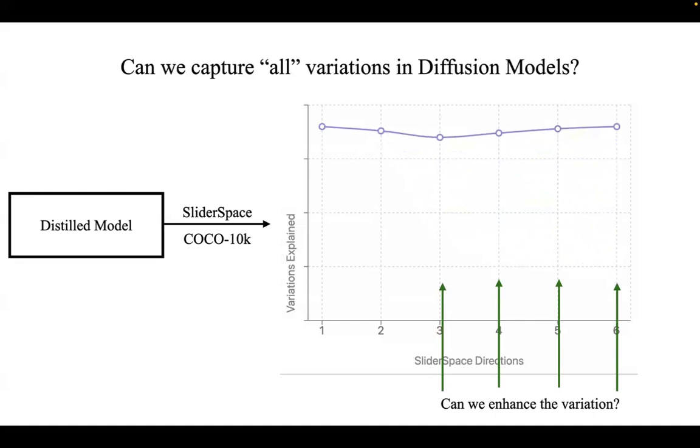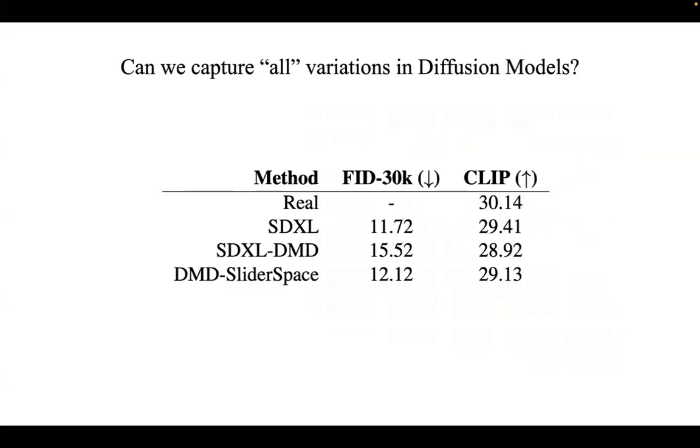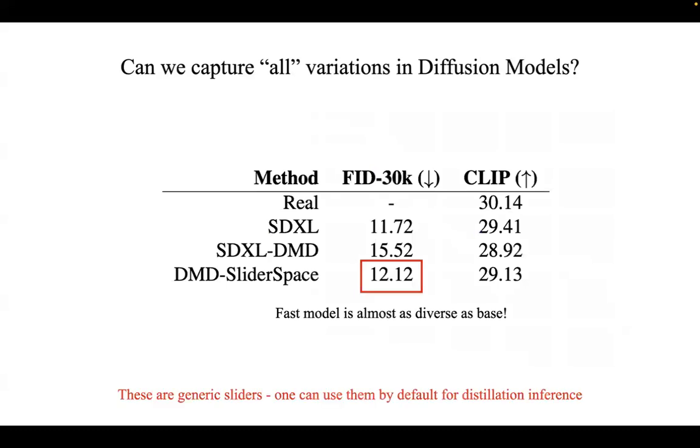Implicitly, this improves the diversity generated by these distilled models. We are artificially increasing the basis directions that the model uses when generating images. We find that these directions actually improve the distilled model's diversity and bring it much closer to the base model. And a bonus is that these are generic sliders. You don't have to train them for any other concept. You can just take these sliders and always use them for any inference with your distilled models.